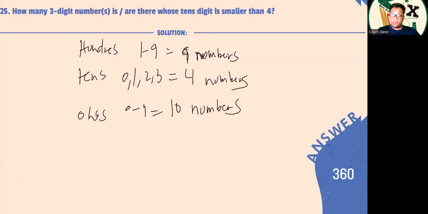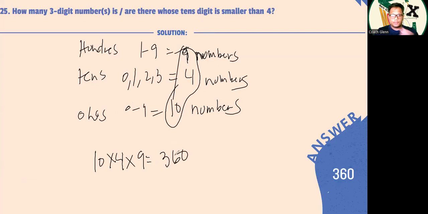Okay? We just multiply these 3. So we have 10 times 4 times 9. So that's equal to 360.